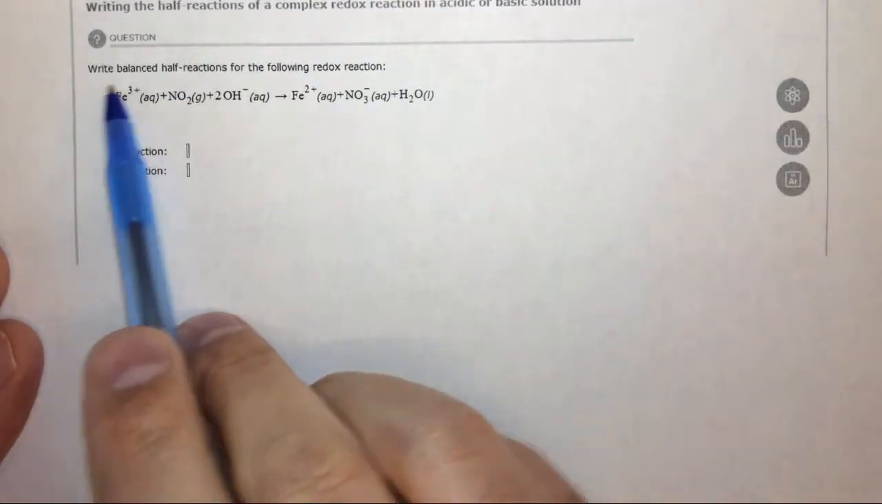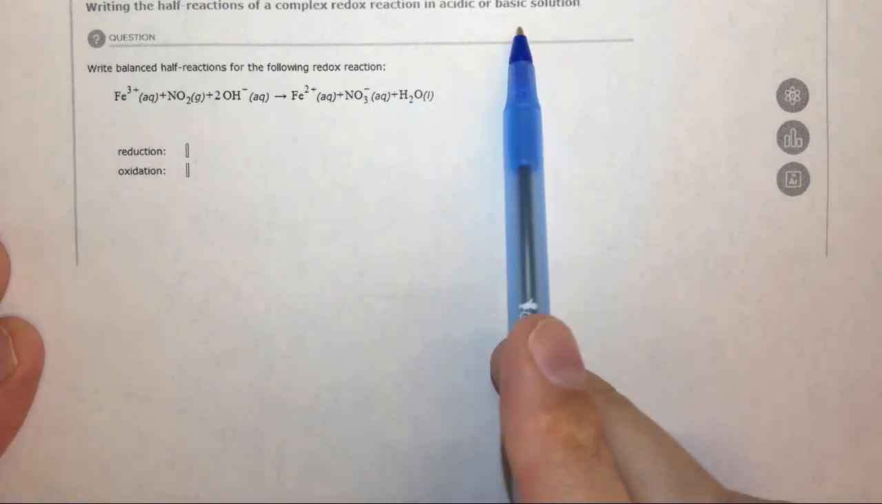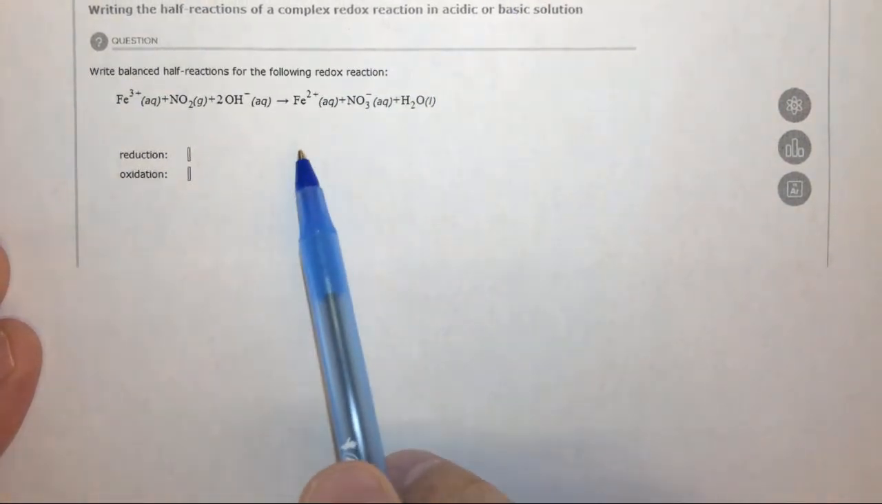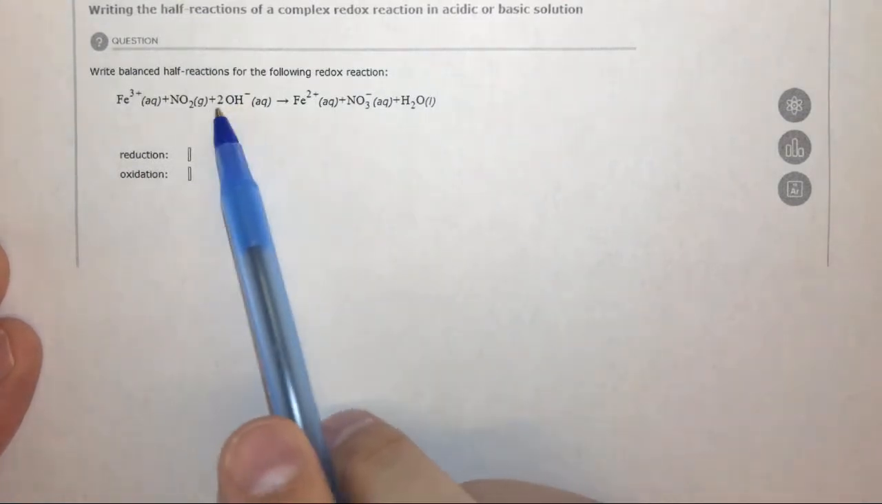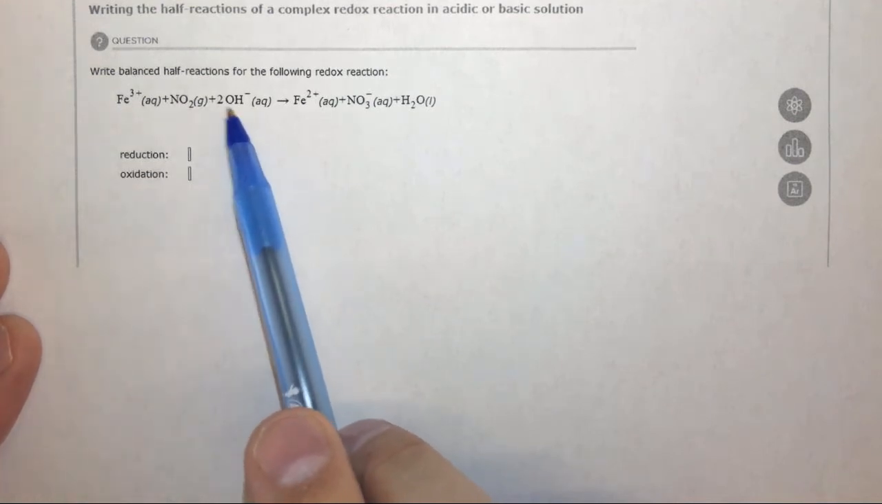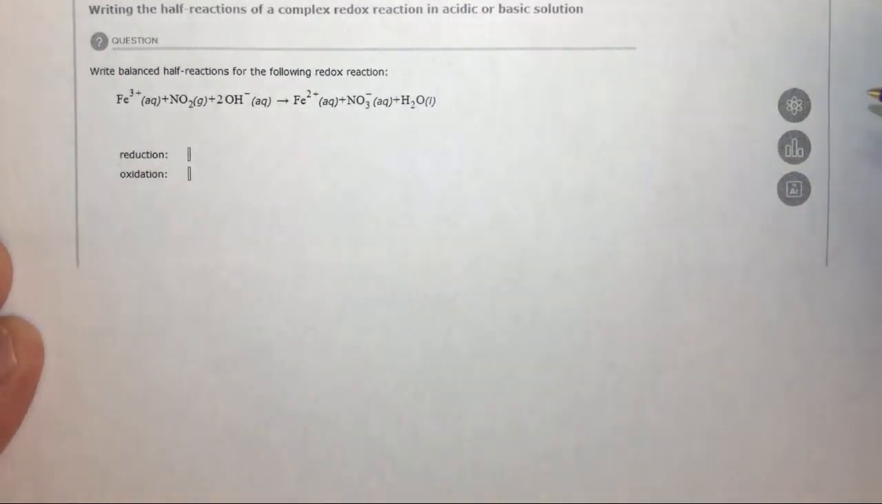This question says, write the balanced half reaction for the following redox reaction, and it may occur in acidic or basic solution. So one thing you might want to do first is determine whether or not it's occurring in acidic or basic solution. If you see OH minus, you know it's basic. If you see H plus, you know it's acidic. So in this case, it's OH minus. Now we need to figure out what's going on as far as oxidation and reduction are concerned.